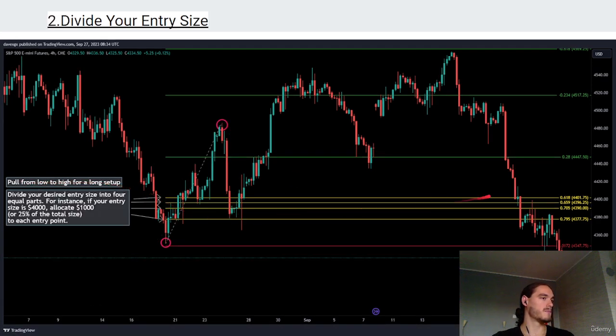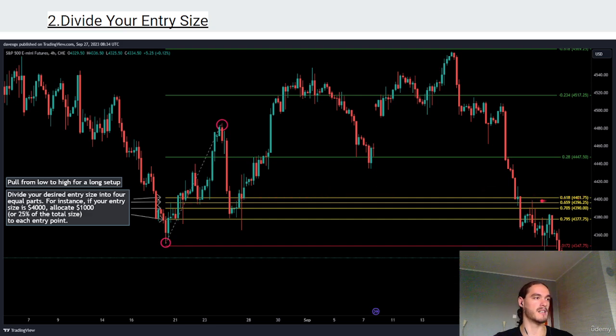And these levels here are our entry points. So you divide your desired entry size into 4 equal parts. For instance, if your entry size is $4,000, allocate 1,000 or 25% of the total size to each entry point. So let's say your entry size, you worked out your risk management, and you will enter the trade with $4,000.